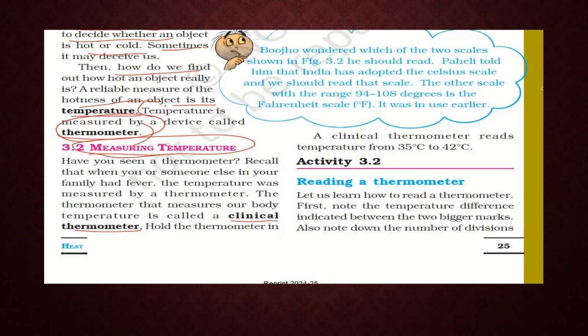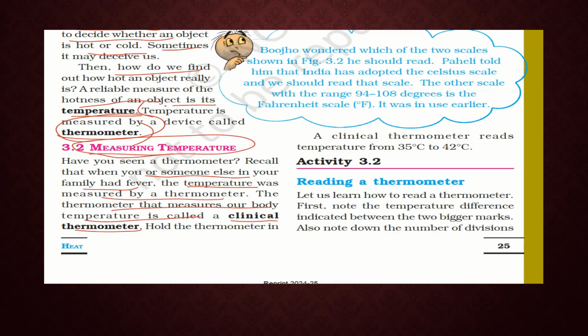Now, have you ever seen a thermometer? Recall when you or anyone at your home had a fever. The temperature was measured by a thermometer. Nowadays a digital thermometer is readily available, and you can just touch it to your forehead and get the temperature. But previously only this mercury thermometer, that is the clinical thermometer, was available. The thermometer that measures our body temperature is called the clinical thermometer.